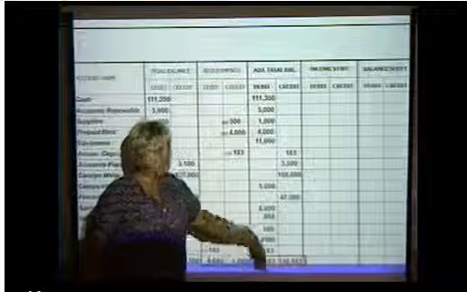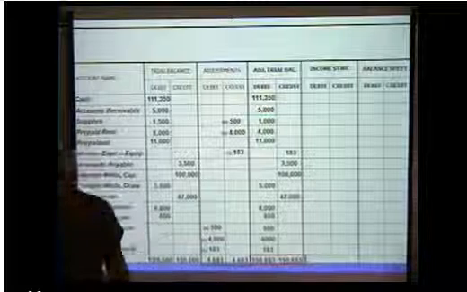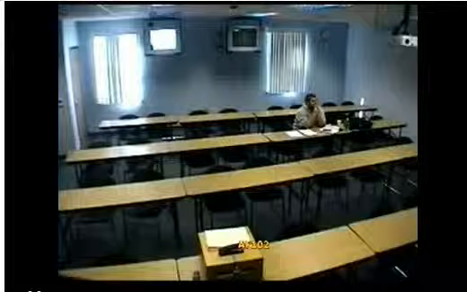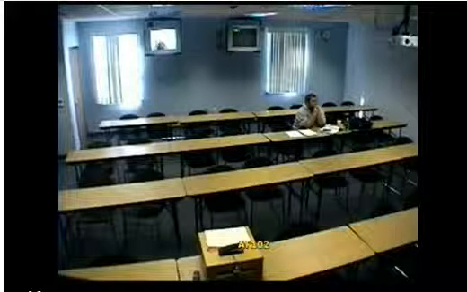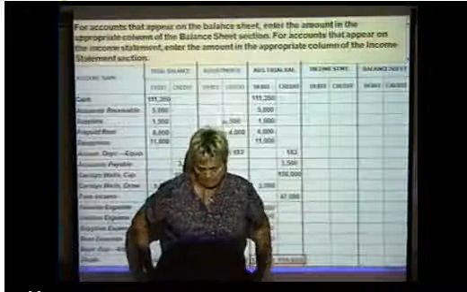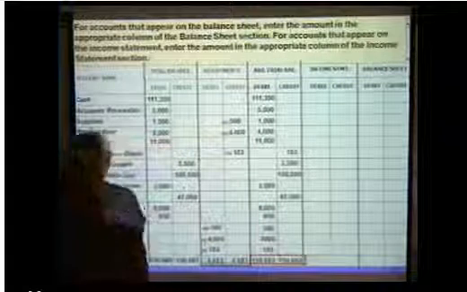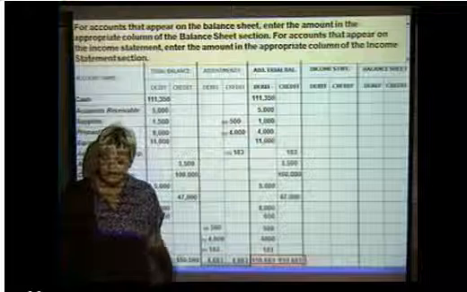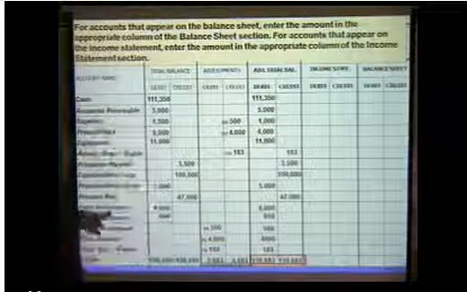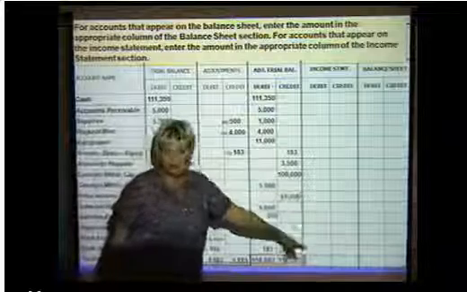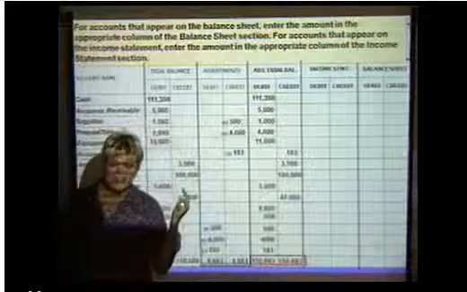So what we do next is move across to the income statement column the accounts that go on the income statement. What kind of accounts go on the income statement? Revenue and expenses. Where do they start? Right here. So those go in the income statement column. So all the rest go in the balance sheet column. Okay. And that's it.